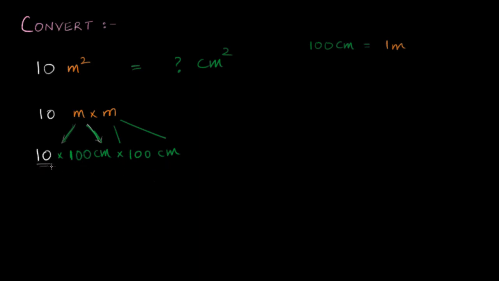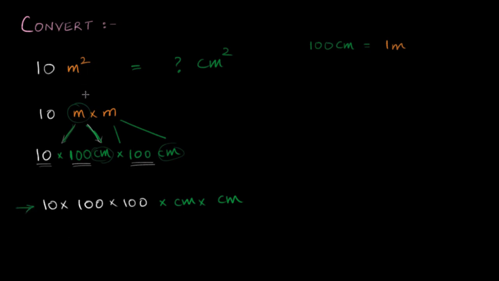Let me just take all my numbers together. 10 times 100 times 100. That's a big number. So I'm going to write 10 times 100 times another 100, multiplied by centimeters times centimeters. You can notice how treating these units, the centimeters and meters, just along with the numbers and carrying them till the end makes it so that you will not make any mistake.